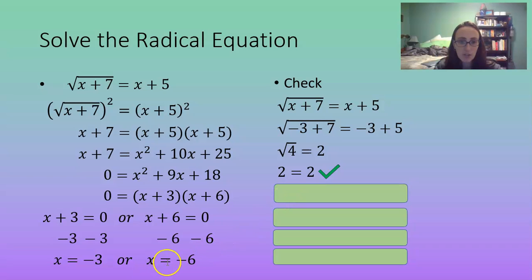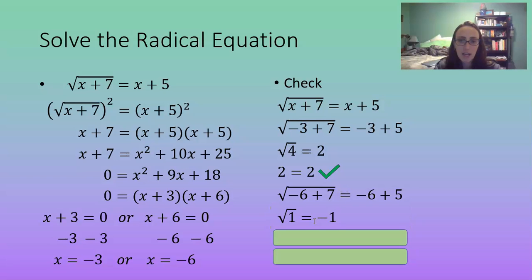I need to check my other solution though, so I'm going to now take my original equation up here and I'm going to substitute negative 6 in to my problem. So that leaves me with square root of negative 6 plus 7 equals negative 6 plus 5. Simplifying, negative 6 plus 7 is going to give me 1. Negative 6 plus 5 is going to give me negative 1. When I take the square root of 1, I'm left with 1. 1 does not equal negative 1, so therefore that tells me that negative 6 is not a solution.